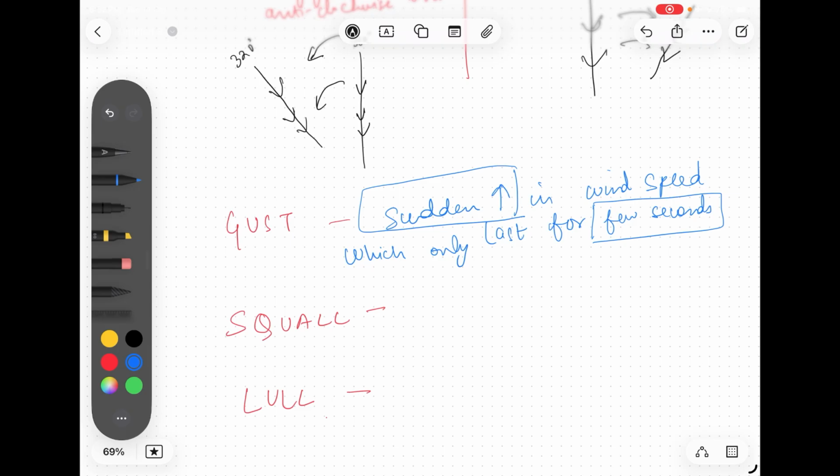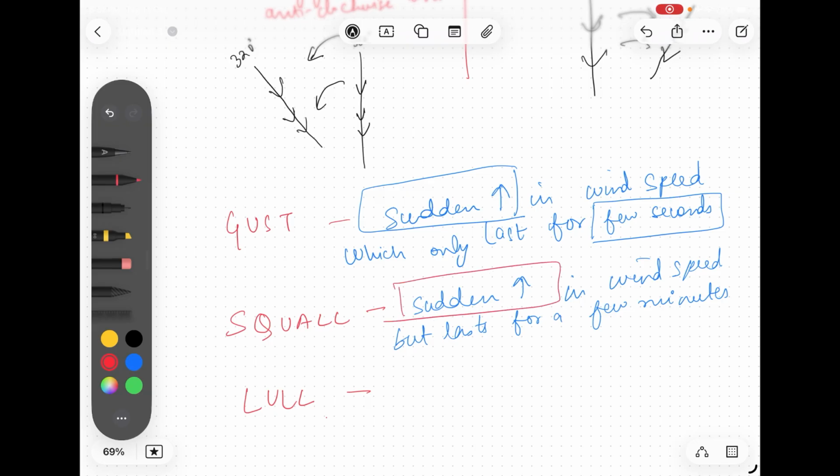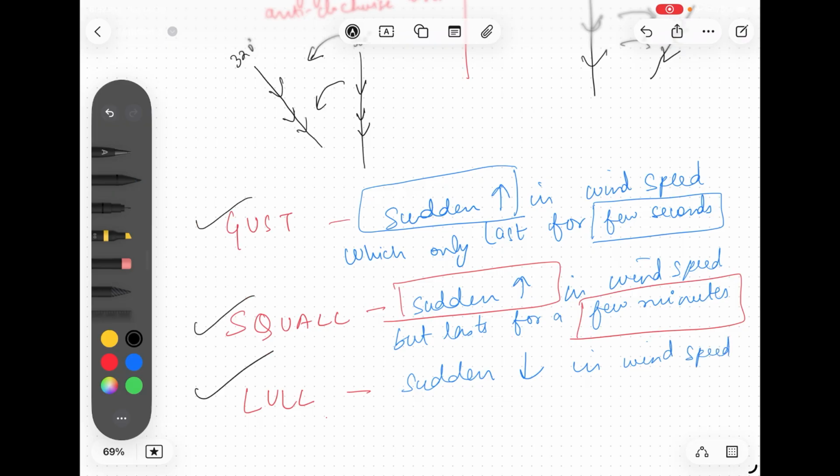Now in squall again it's a sudden increase, but here what is the difference? This is in wind speed again. Okay, but now here the time is different, so it lasts for a few minutes, so it's a longer change. Okay, so here what you need to remember is that there is a sudden increase and the time is few minutes. That's the only difference between the two. Now what is the lull? It's the opposite. It is a sudden decrease in wind speed. So these three definitions are very important to know.